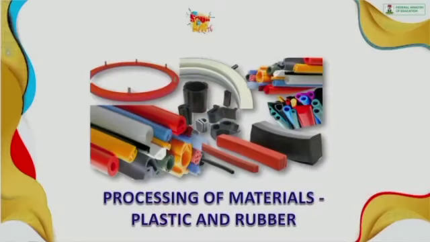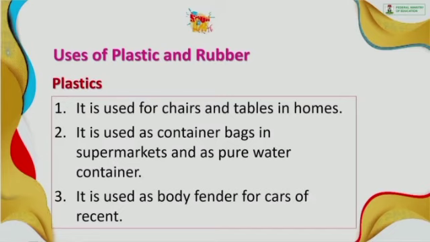For today, we are going to be talking about uses of plastics and rubber. Let's start with uses of plastics. Number one, it is used for chairs and tables in the home. So we use plastic to make our chairs and tables in our house. We produce these chairs and tables by the method we talked about, injection mold of plastic.